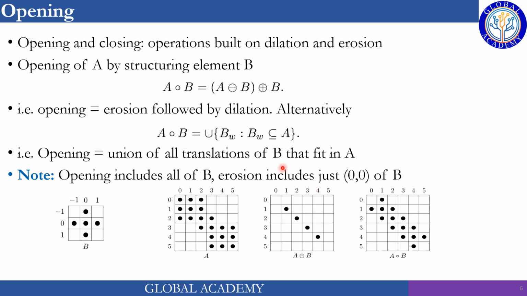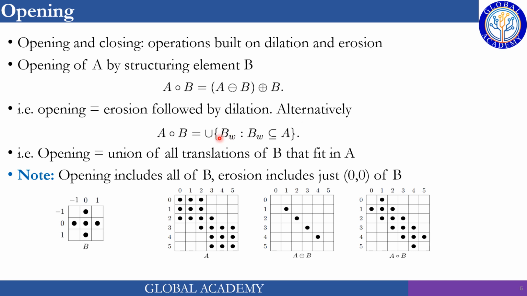Opening. This is a new topic in morphological image processing. We will be discussing opening and closing, which are based on dilation and erosion. The opening of A by structuring element B is written A o B, with a small unfilled circle, and equals A first eroded with B, then dilated with B. So it's erosion followed by dilation.